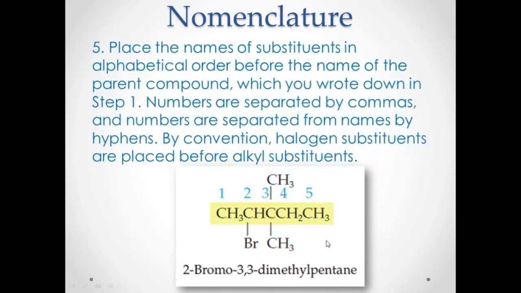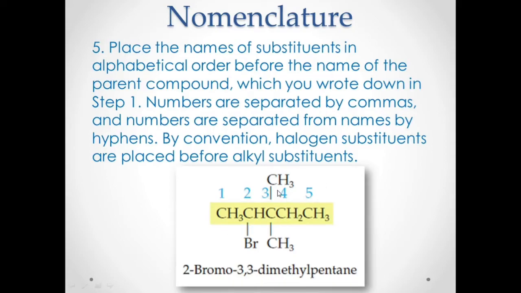Okay, next is rule number 5, the last rule. Place the names of substituents in alphabetical order before the name of the parent compound, which you wrote down in step 1. Numbers are separated by commas, and numbers are separated from names by hyphens. By convention, halogen substituents are placed before alkyl substituents. So if there are different kinds of substituents present in your compound, then you have to write them in alphabetical order.